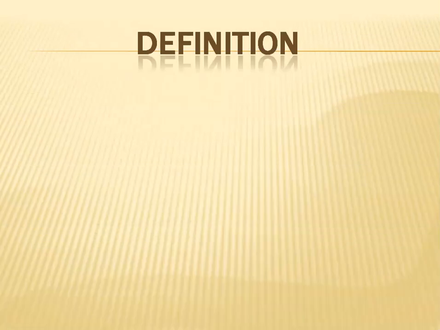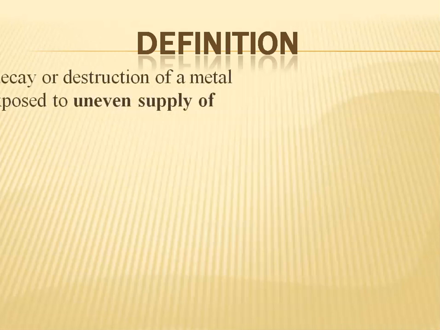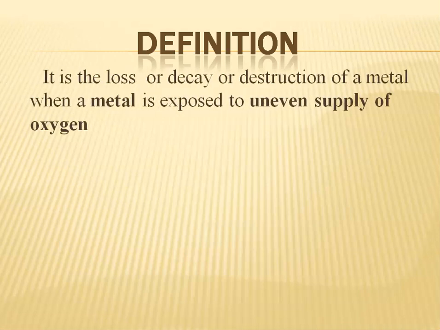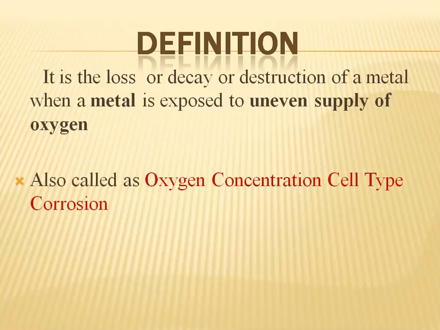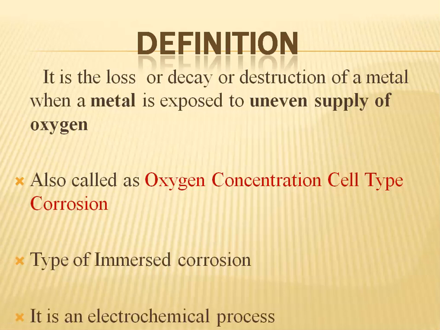Let us begin with the definition. Differential aeration corrosion is the loss or decay or destruction of a metal when the metal is exposed to an uneven supply of oxygen. It is also called oxygen concentration cell type corrosion. It is a type of immersed corrosion, and the reactions which take place are electrochemical reactions.